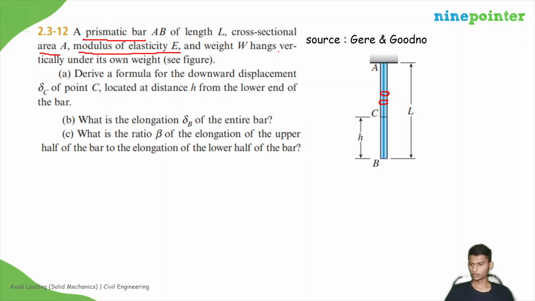And weight W hangs vertically under its own weight. Means you need to include self weight here. So self weight is the load. In this case, self weight is the load. So derive a formula for the downward displacement delta C of point C located at a distance h from the lower end of the bar.